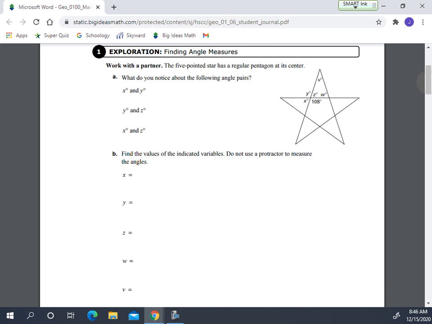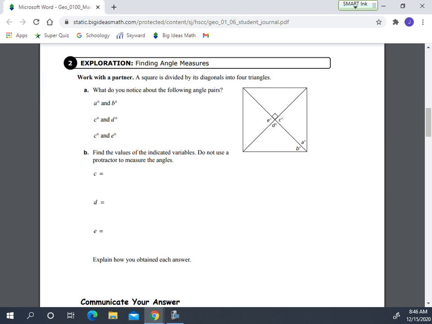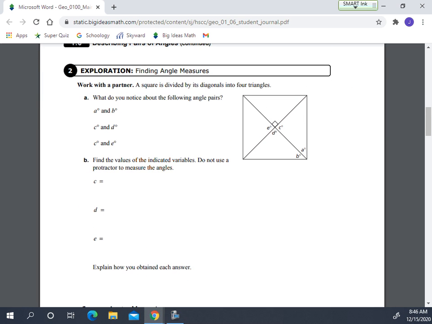Moving on. What do you notice about the following pairs? Okay, again, what do you notice? A and B. That looks to be a right angle, so it appears to equal 90 degrees, right? A and B are 90 degrees combined, I'll say.